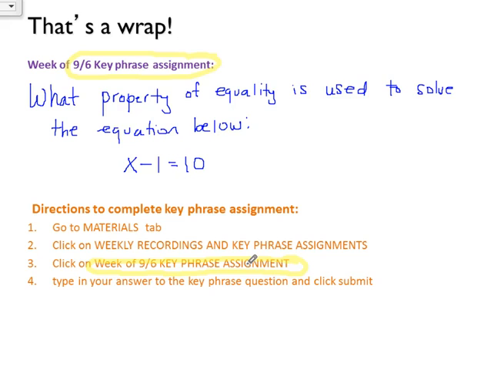If you watch this recording, you'll have no problem answering this question. The question is, what property of equality, we learned about 4 different properties of equality, is used to solve this equation below? x minus 1 equals 10. You don't need to tell me what the answer is. What I'm asking is what property of equality is used to solve the equation. You're not solving for the answer, you're telling me what property of equality is used.